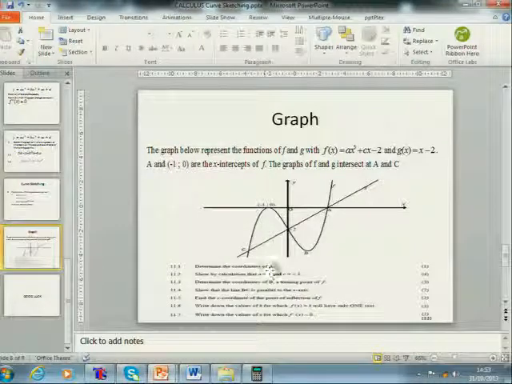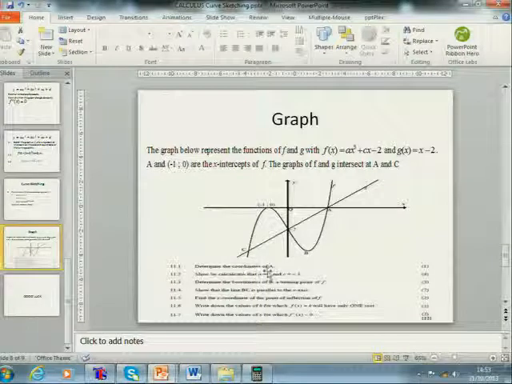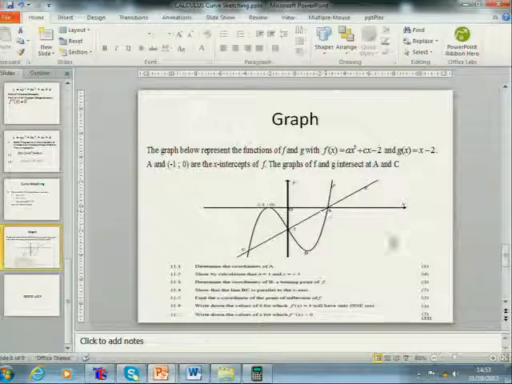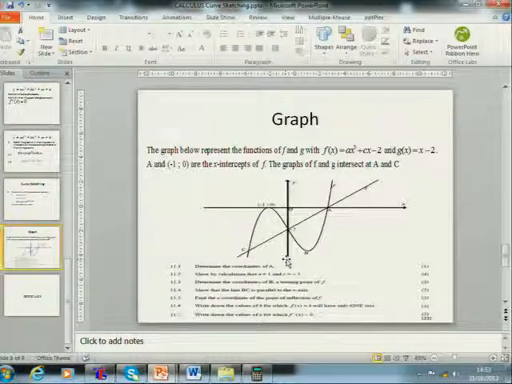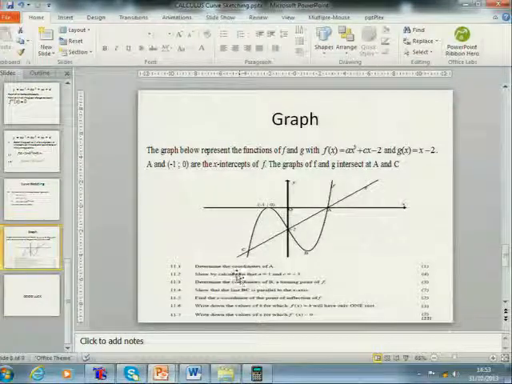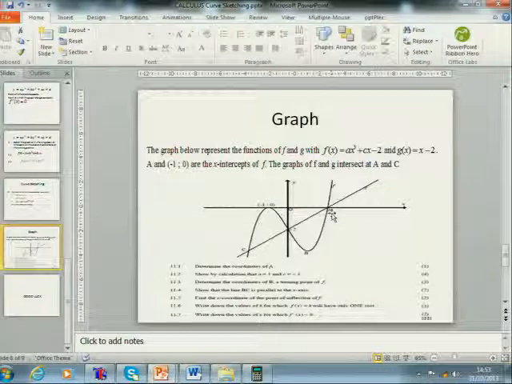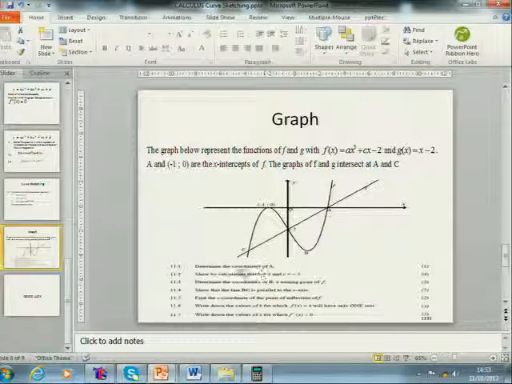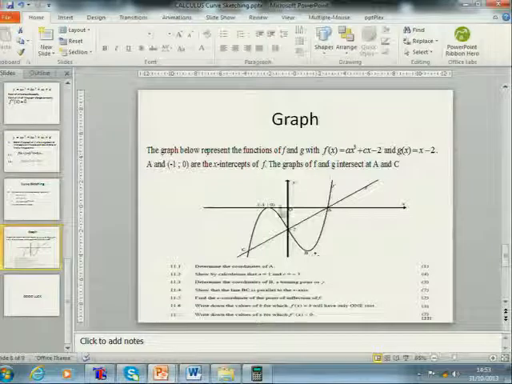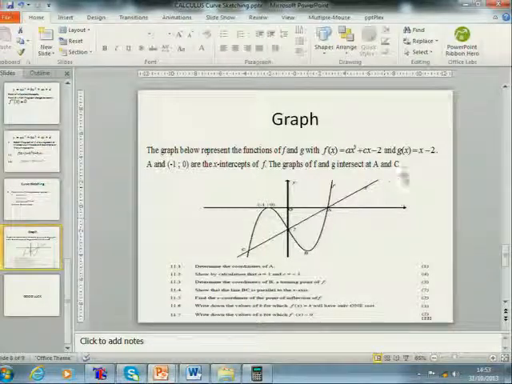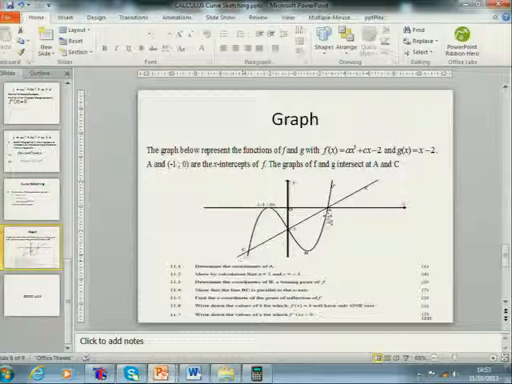So in this case, let's check the question. Determine the coordinates of A, which is this. Can you see how many marks there? It's only 1 mark. Meaning that if you have to answer the question, finding the coordinates of point A, I want you to underline the words "the coordinates of point A". The coordinates of point A are where the graph of f cuts the x-axis. It is where the graph of g cuts the x-axis.